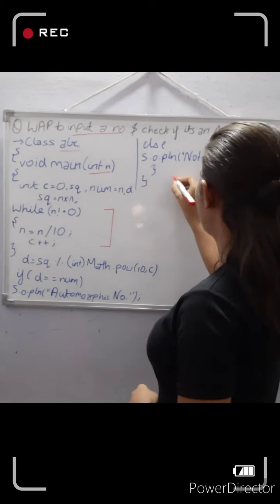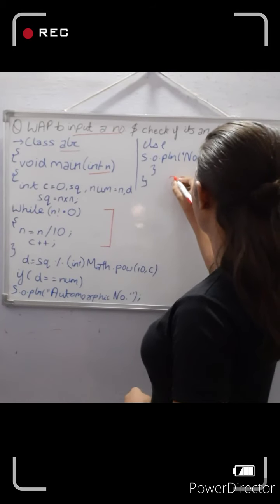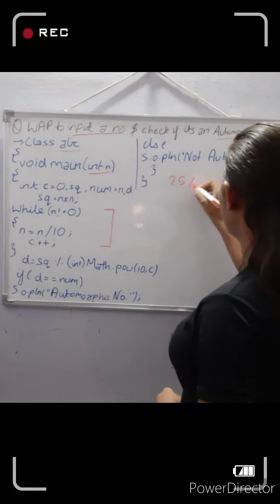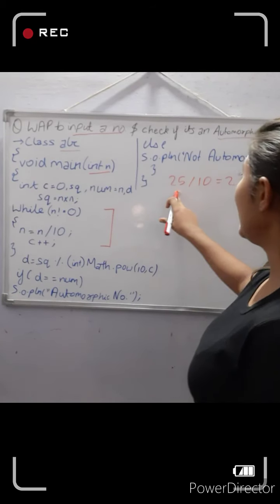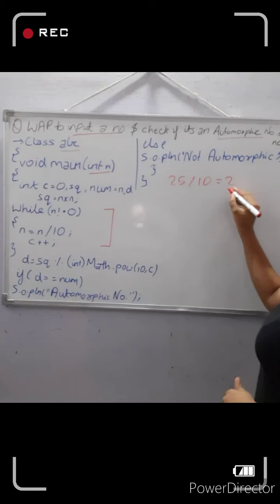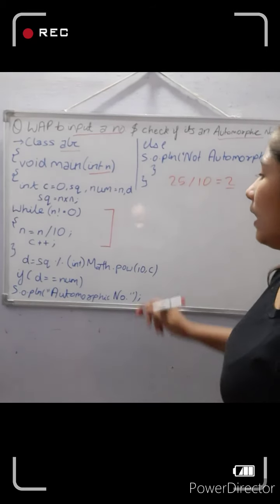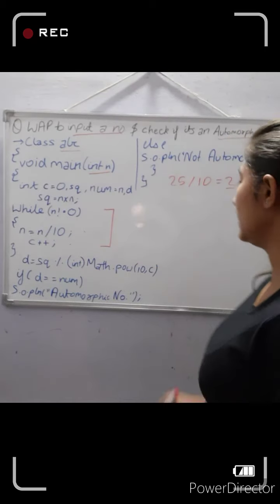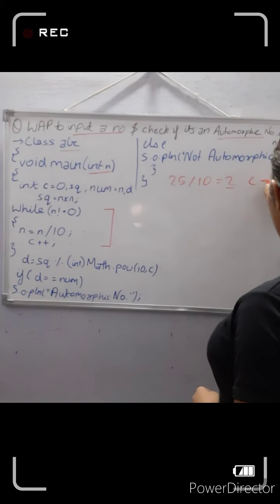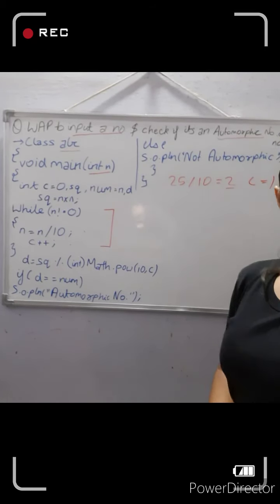N, for example, we take number 25. So 25 divided by 10, we get the quotient 2. As 10 2s are 20 and the remainder will be 5. So the quotient will be 2. Now, after doing this for one time, we are going to increment the value of c from 0 to c is equal to 1. Okay.